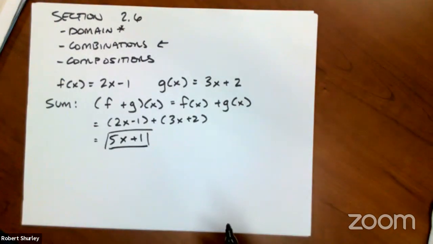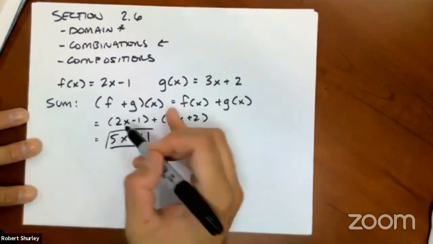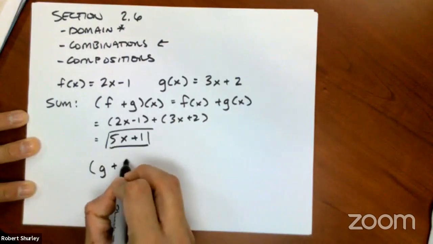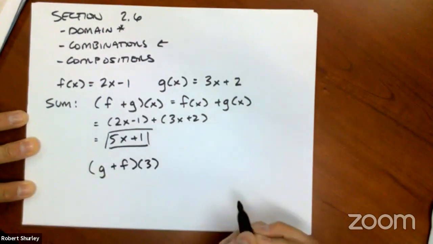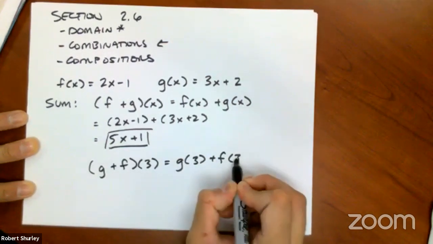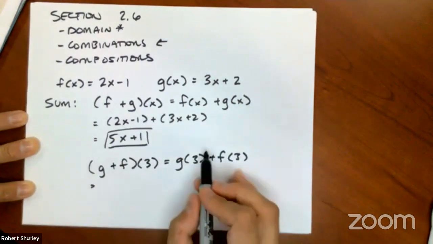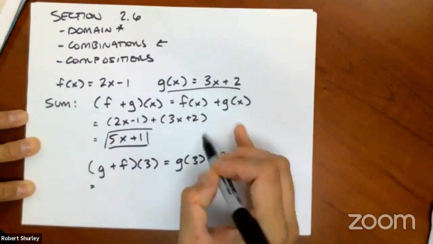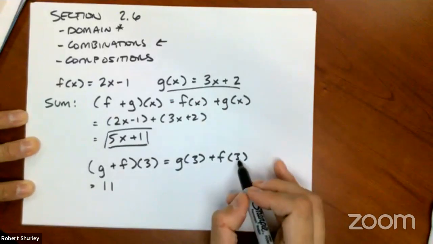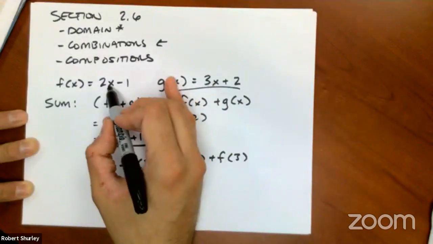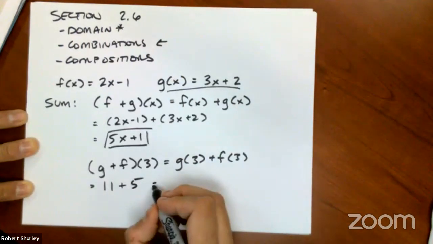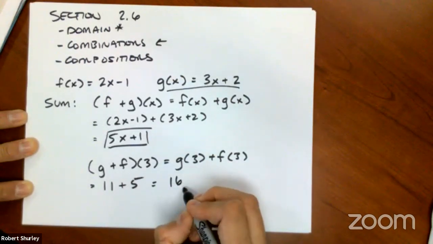We can add a number in there. Really order doesn't matter with addition, with the sum. So if we added a number in there, let's say (g plus f) of 3, you can think of it as g of 3 plus f of 3. So for g of 3, we plug 3 into the g function: 3 times 3 is 9 plus 2 is 11. We plug 3 into the f function: 3 times 2 is 6 minus 1 is 5. So we wind up with 11 plus 5, which is 16.